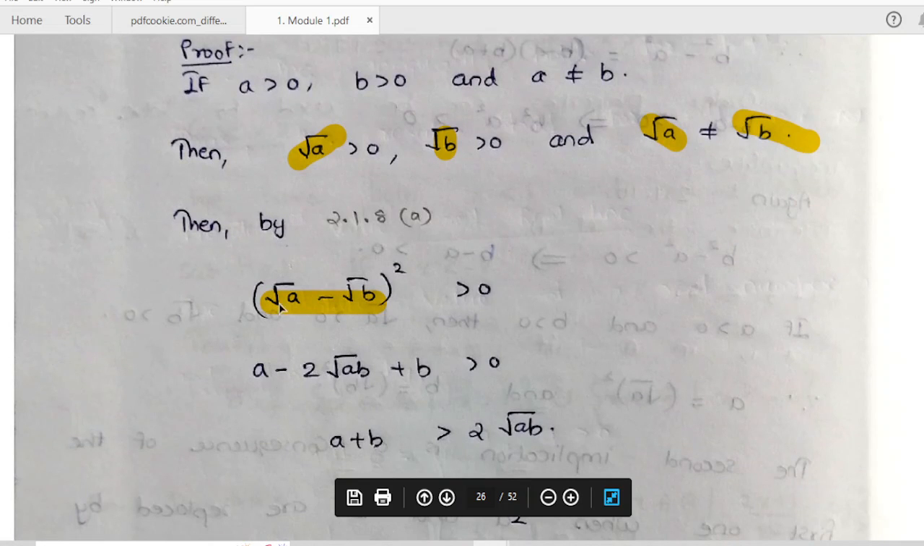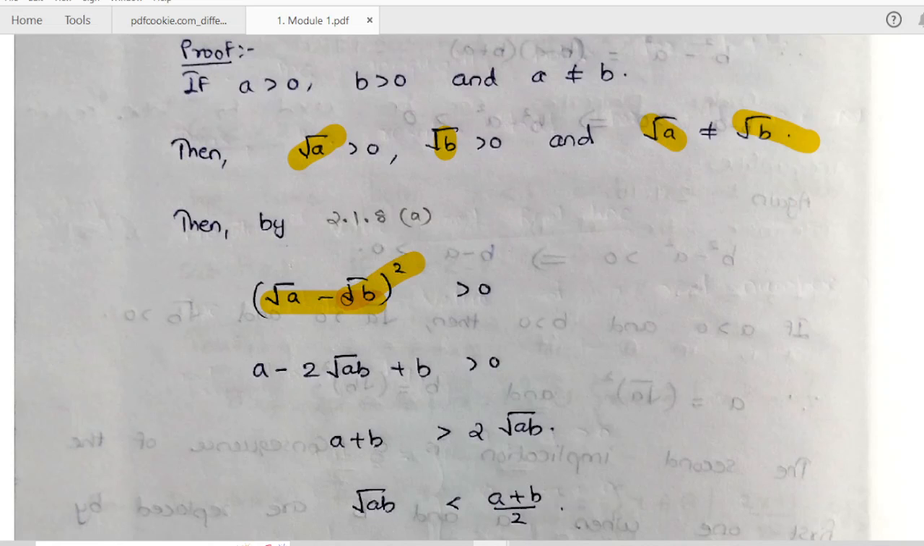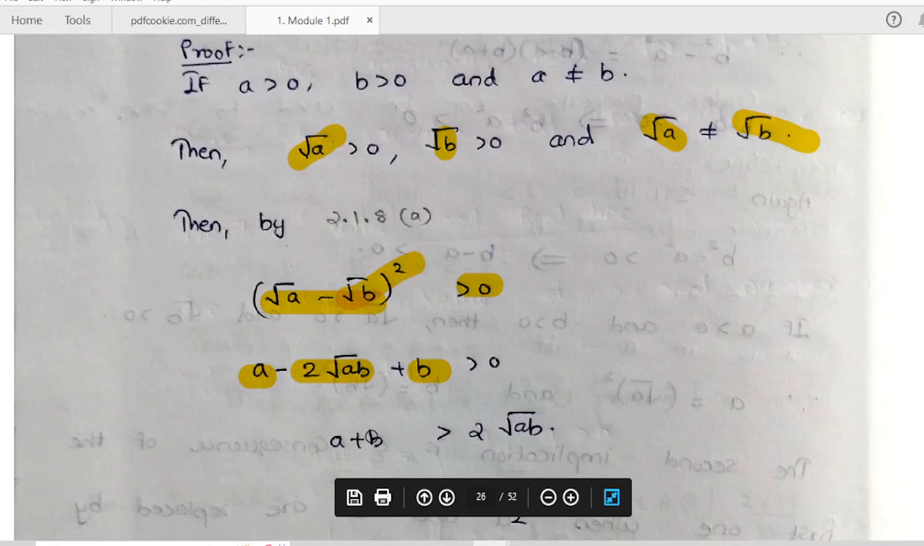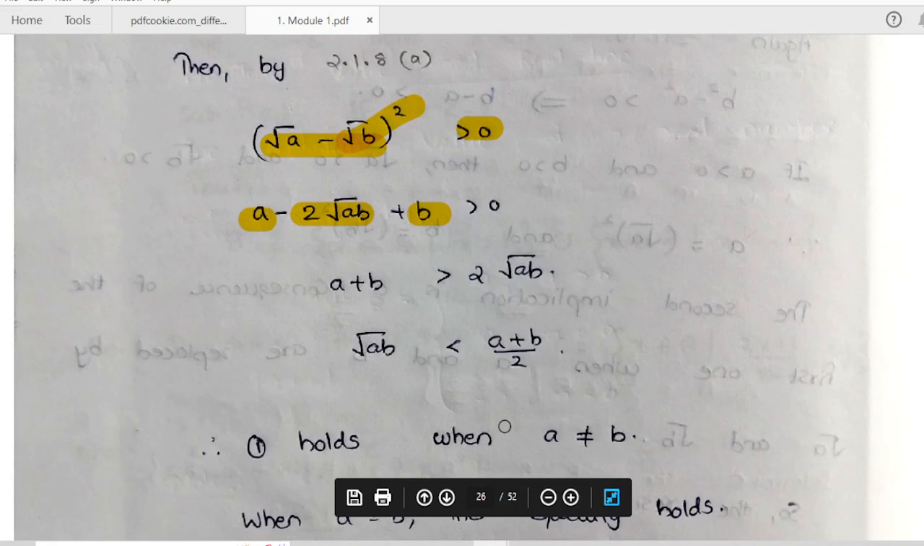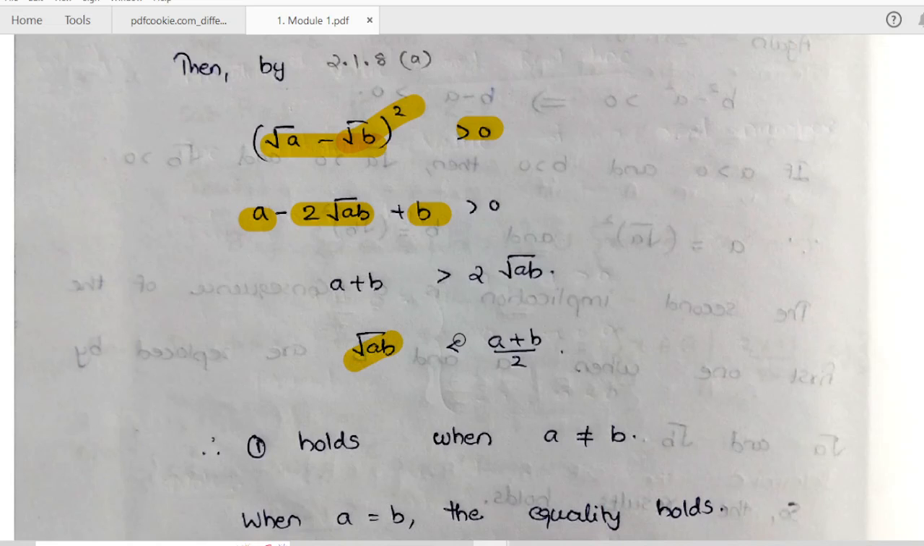നമുക്കറിയാം റൂട്ട് എ മൈനസ് റൂട്ട് ബി ദ ഹോൾ സ്ക്വയർ എന്ന് പറയുമ്പോൾ ഒരു സ്ക്വയർ ആണ്. It is a square of some number, so definitely it is always positive. ഈ ഒരു ബ്രാക്കറ്റ് ഓപ്പൺ ചെയ്യുമ്പോൾ നമുക്ക് കിട്ടും എ സ്ക്വയർ മൈനസ് 2 ഇൻറ്റു റൂട്ട് എ ഇൻറ്റു റൂട്ട് ബി പ്ലസ് ബി സ്ക്വയർ, ദാറ്റ് ഇസ് ഗ്രേറ്റർ ദാൻ 0. So here we get A plus B is greater than 2 into root A into B. So ഇവിടുന്ന് റൂട്ട് എ ബി ലെസ് ദാൻ എ പ്ലസ് ബി ബൈ 2.